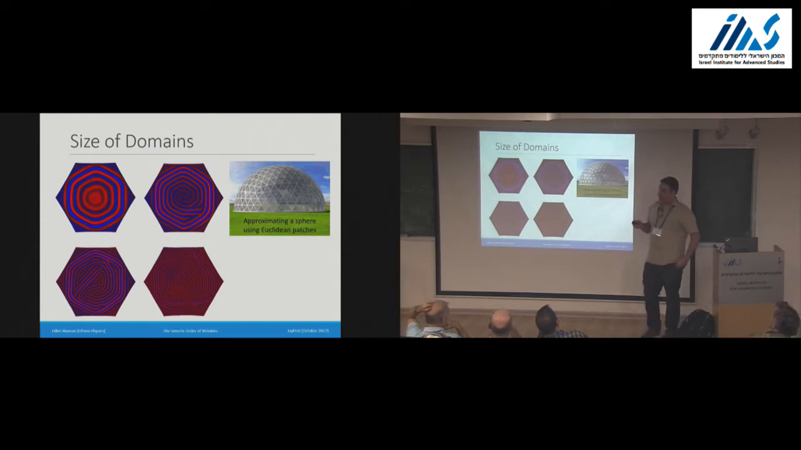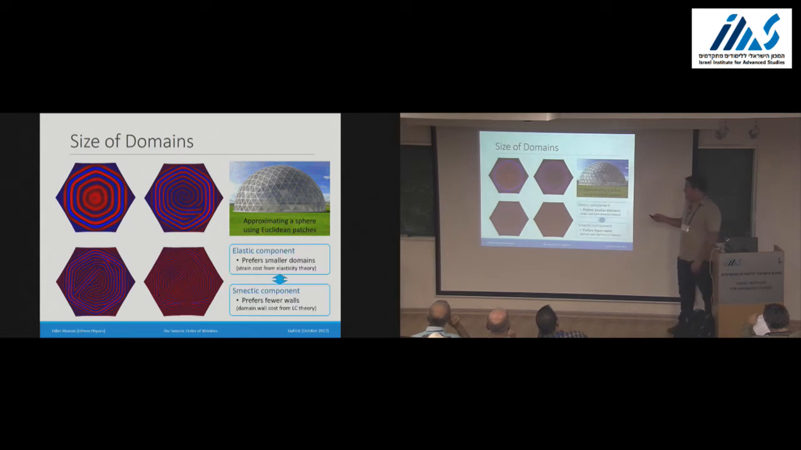Now we have, as I said, 2 energy components in our coarse-grained energy density. There is the elastic term, which penalizes deviation of this coarse-grained metric from the target metric of a sphere. So it would like domains to be as small as possible, for this geometric fit to be as good as possible. However, there is a Smectic term which penalizes domain walls. So in the previous slide, I talked about how wide domain walls are, but we can also get from Smectic liquid crystal theory how much energy domain walls cost.